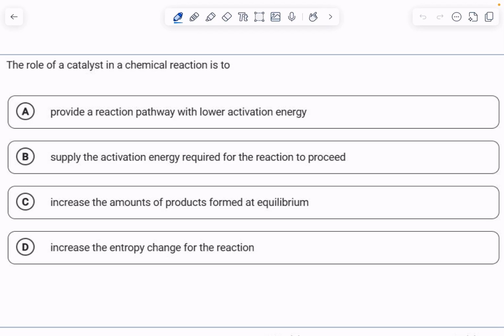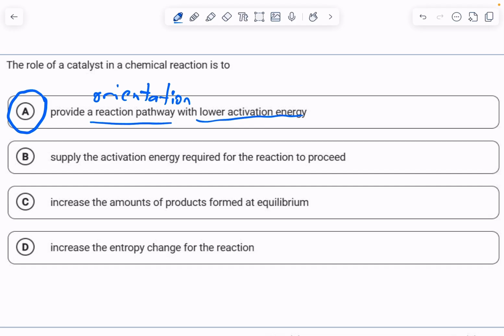provide a reaction pathway with lower activation energy. I put this in because that is a very good definition. This is the right answer of what is a catalyst. Okay, it does two things. It lowers activation energy, and it does that by providing a reaction pathway or helping the orientation of the molecules so that they can speed up that reaction. So ultimately, that is what a catalyst does.